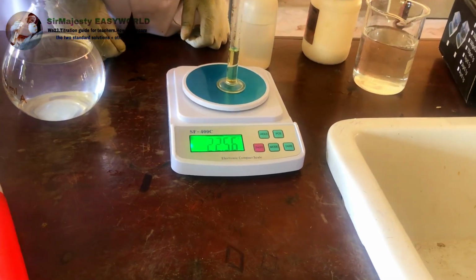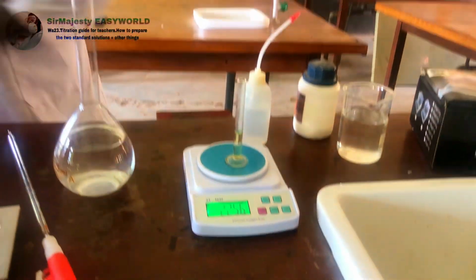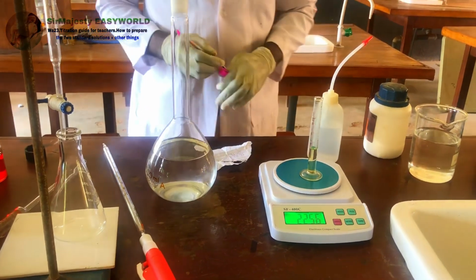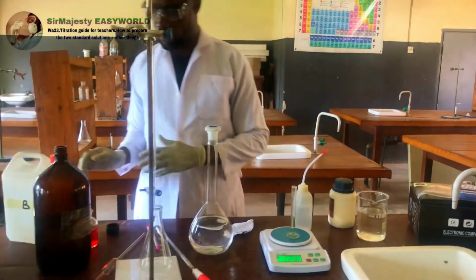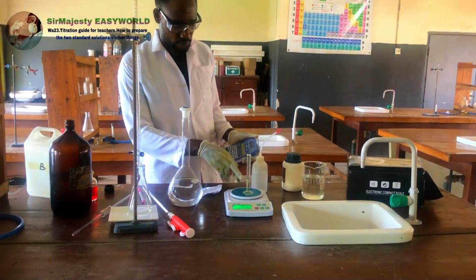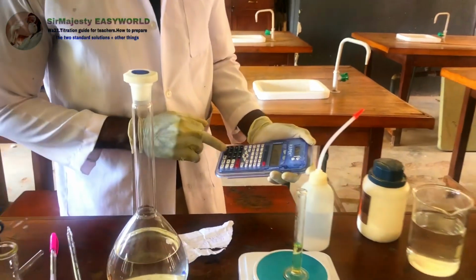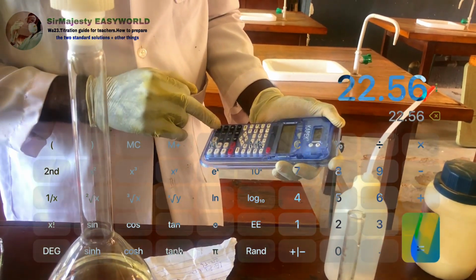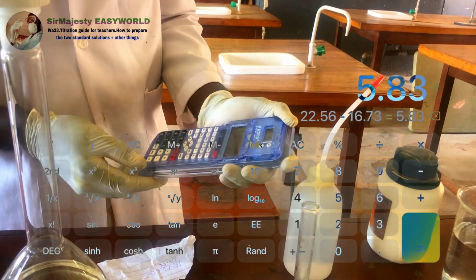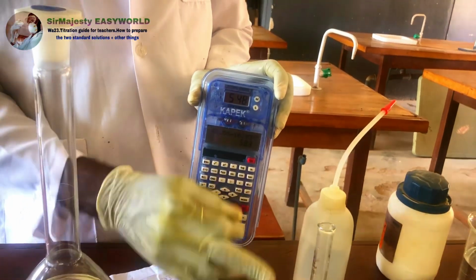So what's the reading there? This is 22.56. I hope that's what it is, 22.56. So we now have 5 cm3 with 22.56. Remember that density is equal to mass over volume. What I will do next is my calculation. I have to know the weight of 5 mil by removing the weight of the cylinder itself, which is 16.73. So we have 22.56 minus 16.73, which gives 5.83. So 5.83 is the mass of 5 mil of this acid.